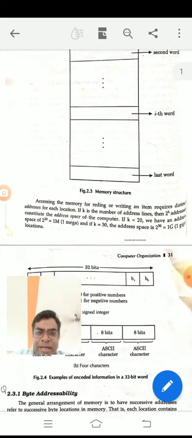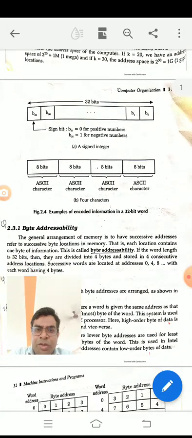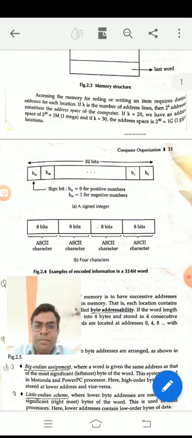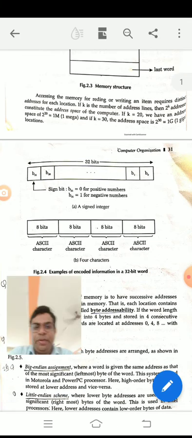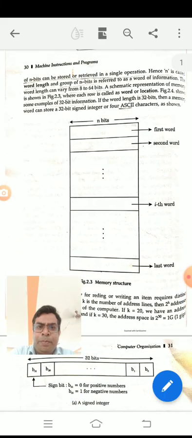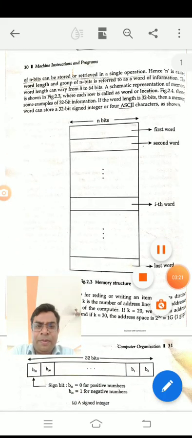And another diagram is there. Here I'll show you figure 2.4, an example of encoded information of 32 bits. A screen is not visible. Wait. Okay, wait, Neha. Is it visible or not? Now it's not. It's okay now. If anything happens, you tell me, someone. Okay.